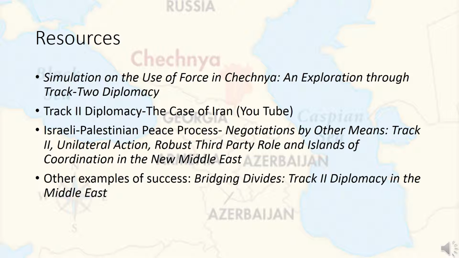It has been utilized for several prominent situations over the last few decades, and many resources and success stories can be found regarding how this process works and what you can expect if you ever encounter this type of conflict resolution effort. One resource is the one that has been discussed in this presentation already, and that is the simulation on the use of force in Chechnya. It's an exploration through the Track 2 diplomacy efforts.